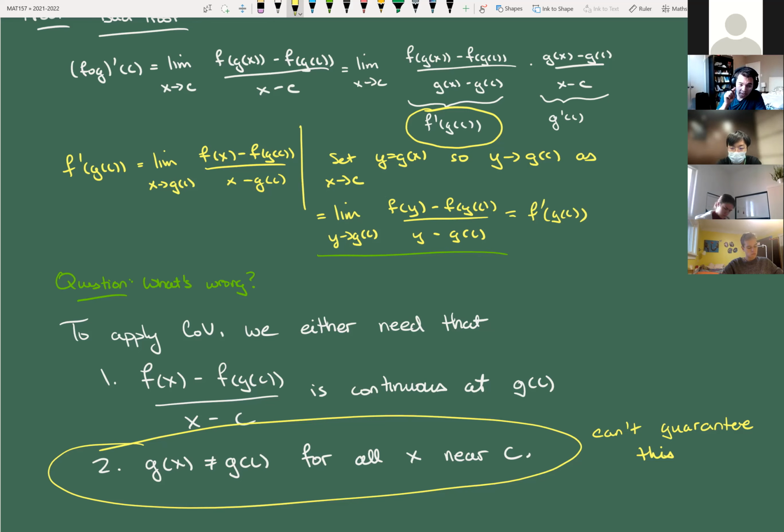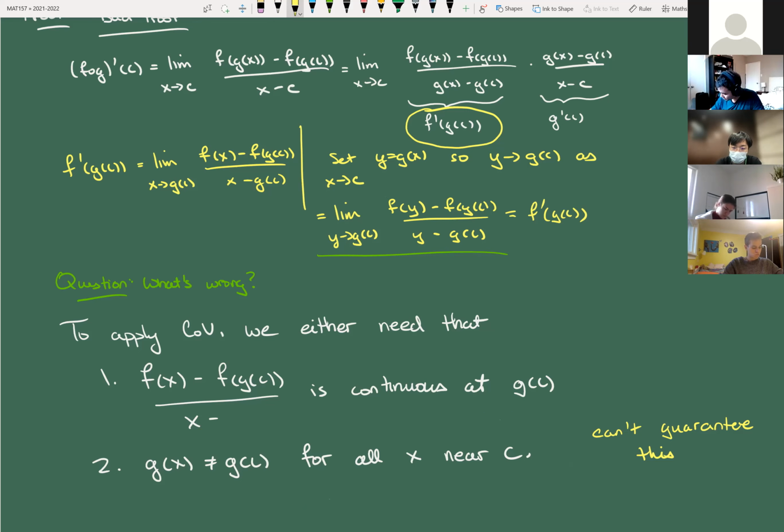Now, property number 1: is that function continuous at g of c? I'm sorry, this should actually be g of c here in the denominator. Right? No, we have to be careful here. f is differentiable at c, and therefore f is continuous. But the question is, is this function continuous? And no, this function isn't even defined at g of c.